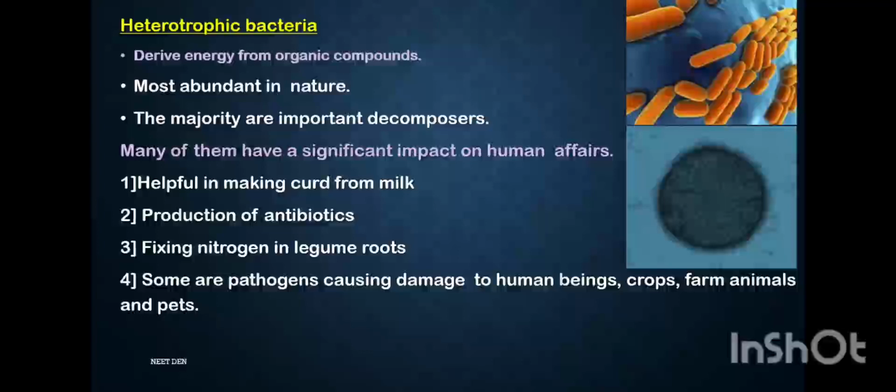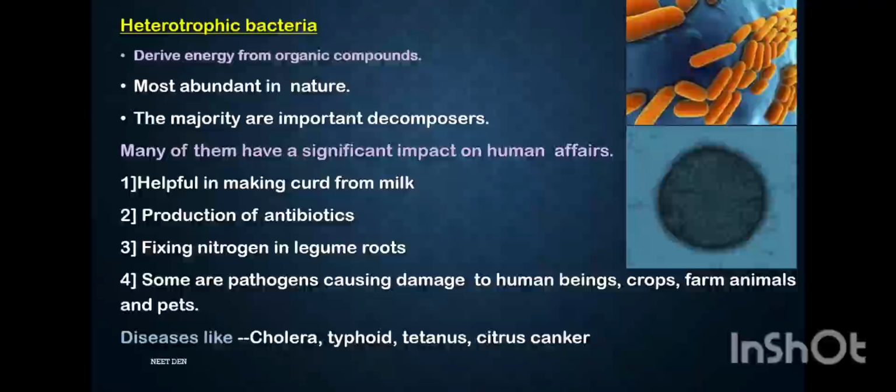For example, some bacteria help in making curd from the milk. They help in curdling of the milk. Some bacteria are utilized for production of antibiotics, which are therapeutic drugs used against bacterial infections. Then some bacteria can help in fixing nitrogen in the roots of legume plants. Some bacteria are pathogens also, and they can cause diseases in human beings, in plants, leading to destruction of crops. Also, they can cause diseases in farm animals and pets.